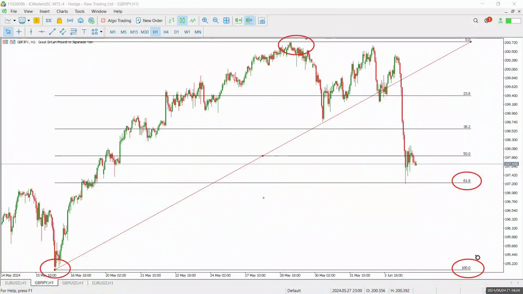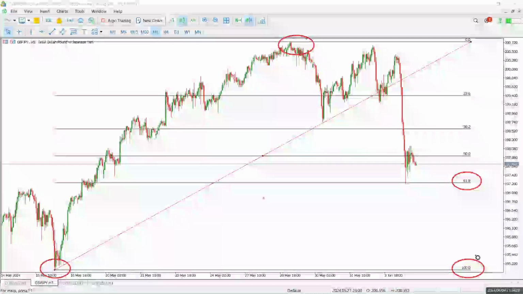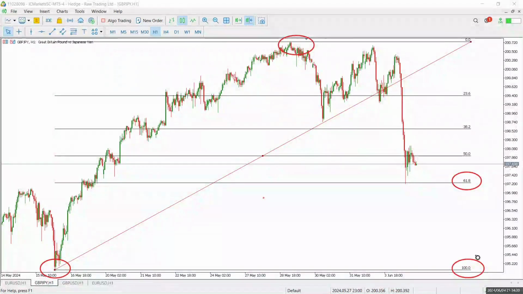So it's important to take note of this. If you're trading retracement, 61.8 is the maximum. If you're trading direction, 100.0 is the maximum that you can trade to.